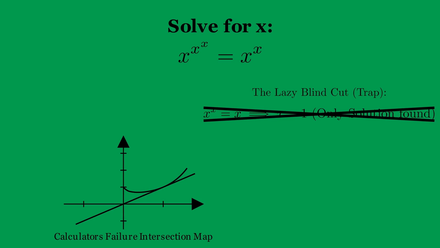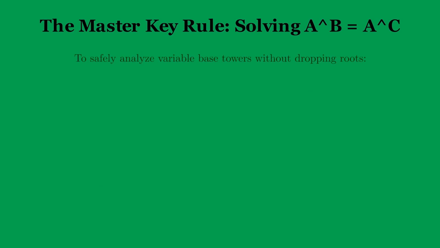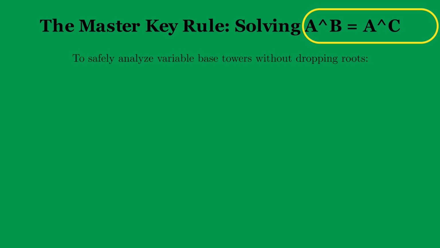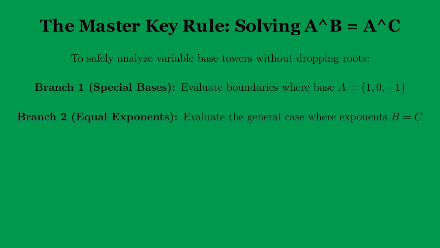To solve this equation correctly, we will use a systematic method called the master key rule. The master key rule. When solving equations of the form a raised to the power of b equals a raised to the power of c, we must avoid removing valid solutions. Instead, we divide the analysis into two branches. Branch 1 examines the special base values, where the base is 1, 0, or -1. Branch 2 handles the general case, where the exponents are equal. By examining both branches, we ensure that every valid real solution is included.